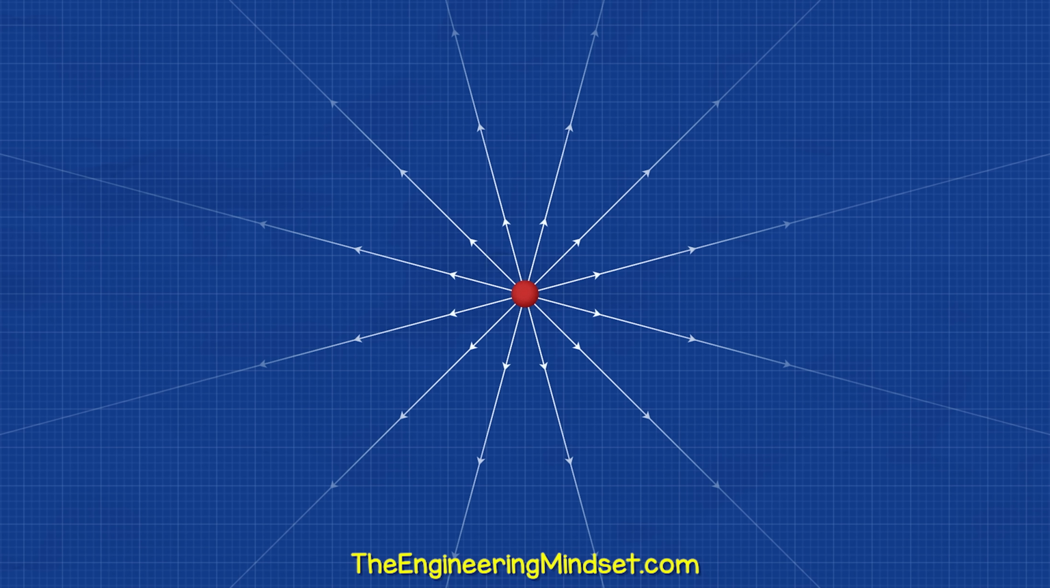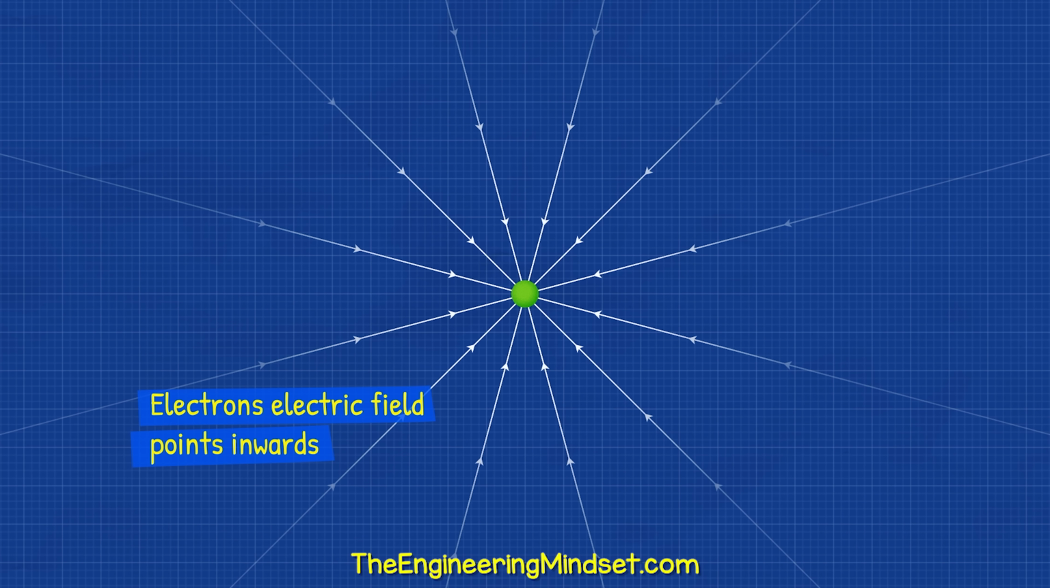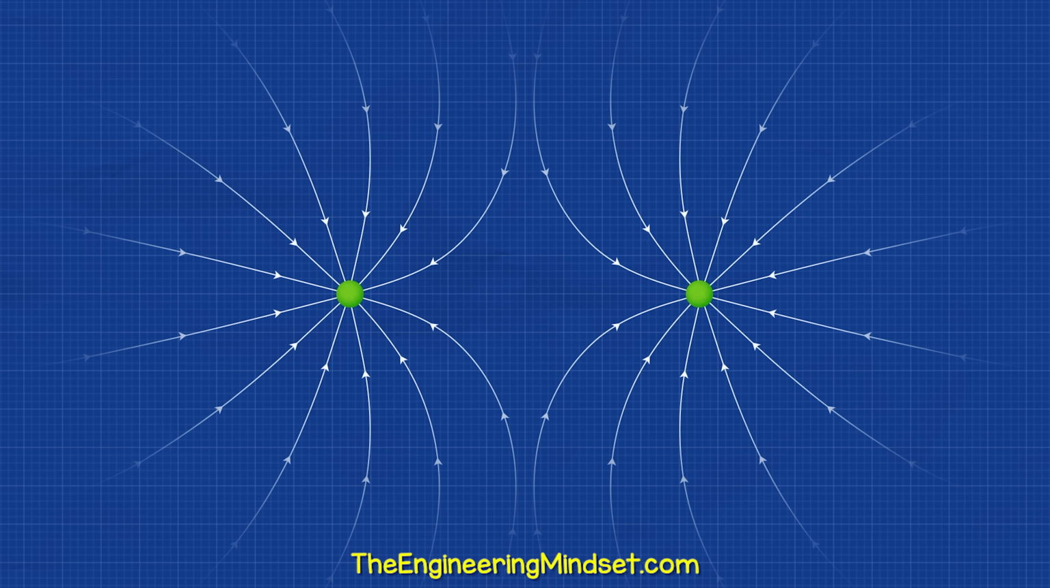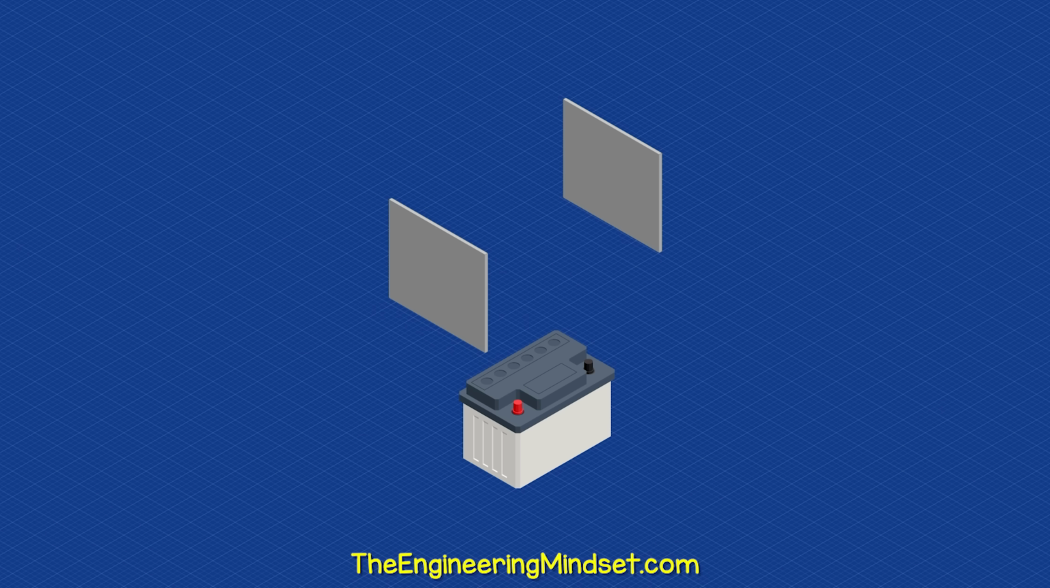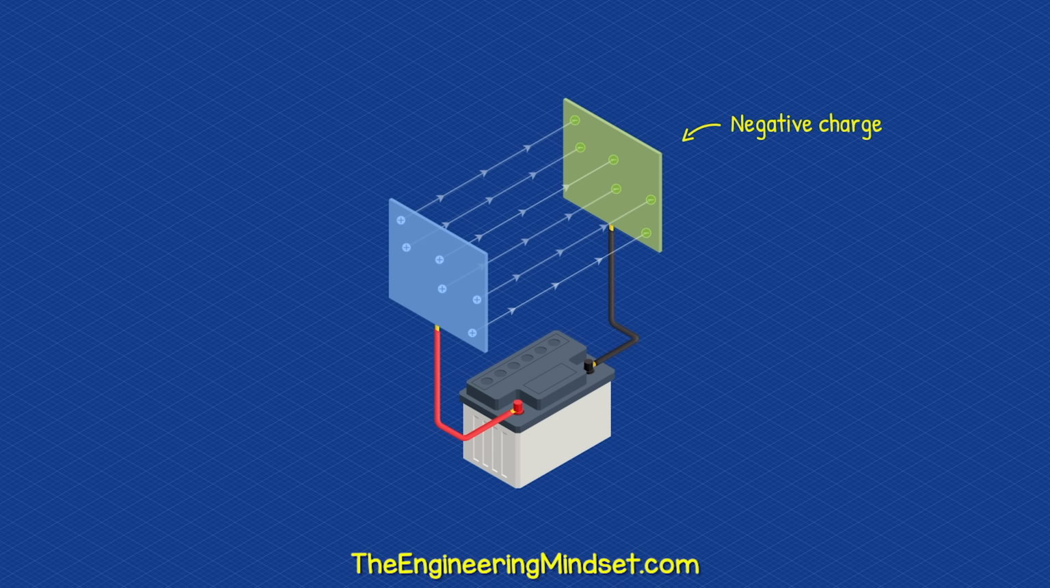The protons are positively charged and their electric field lines point radially outwards, while electrons are negatively charged and their field lines point radially inwards. The field lines of two electrons or two protons will repel each other, but a proton and an electron will attract. If we connect a plate to each terminal of a battery, we would have a buildup of negative charge on one side and positive charge on the other side.